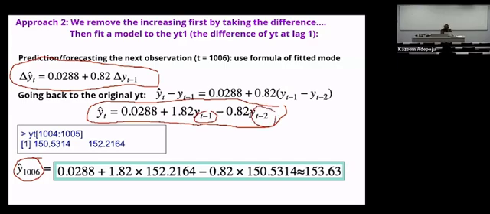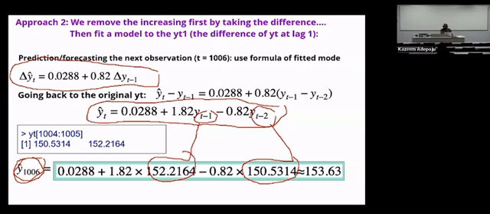Does that make sense? What I'm trying to say now, this guy is this. This guy is this. This guy is for 1005, the last value in the data set. Does that make sense? And don't forget what we want to predict is Y1006. You can just go into your data set, look at the last two values, and plug them in here.